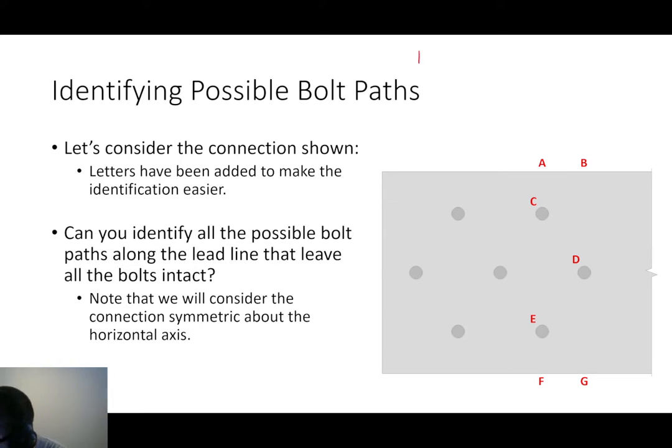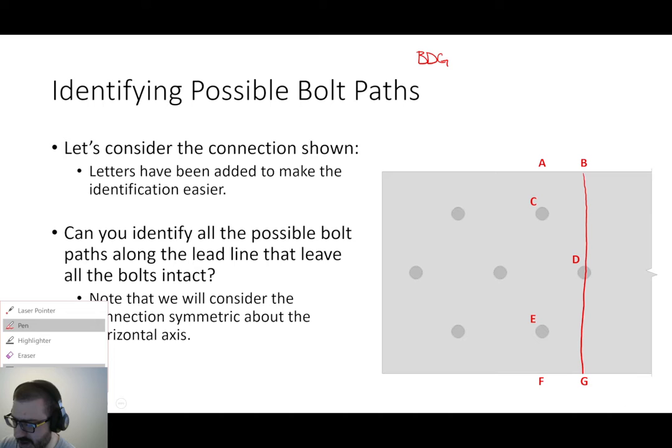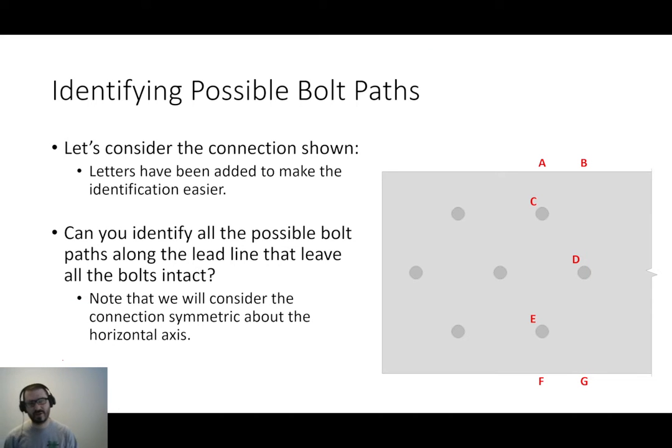So I'm going to go ahead and give you one. Let's look at path BDG. BDG is a potential failure path, because if I were to fracture along that path, that would leave all of the bolts intact, and it would completely separate the member. So that is a potential way that this member could fracture and literally split the member in half. That is a potential failure path. What you ought to do right now, if you're so inclined, is pause the video and see if you can identify all other potential failure paths that could leave the bolts intact.